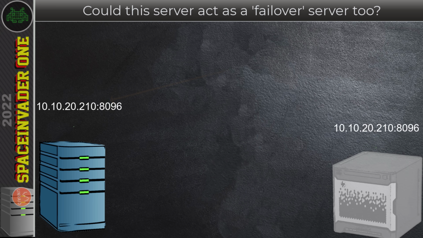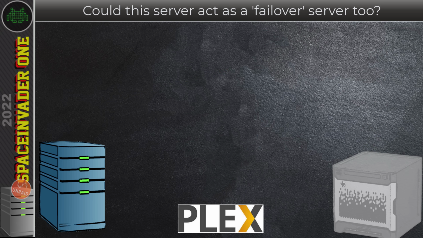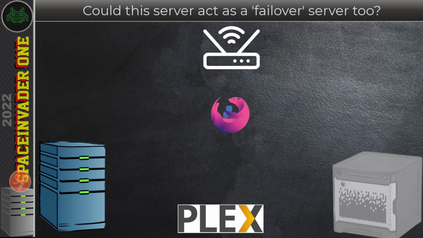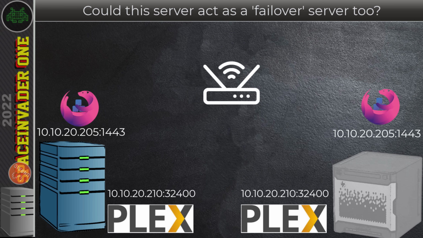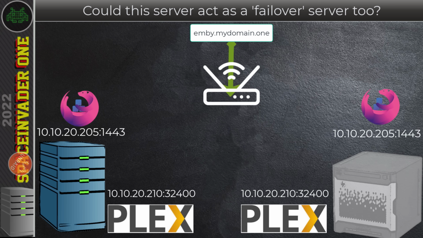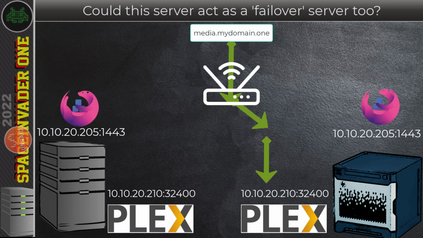Now I'm using Emby, but it should be exactly the same using Plex. And if you use a reverse proxy as well, we can use the same technique by setting a static IP address for the reverse proxy and making that the same on both servers, and the reverse proxy will work in exactly the same way.